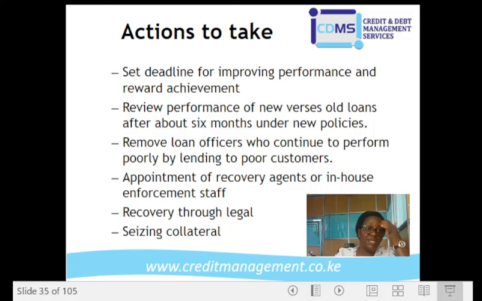Then the other one is you remove loan officers who continue to perform poorly. Sometimes we have to make that decision of telling people bye in English. In Kiswahili we say kwaheri. Then the other one is appointment of recovery agents or in-house enforcement staff so that they can follow up and even assist in getting payments.